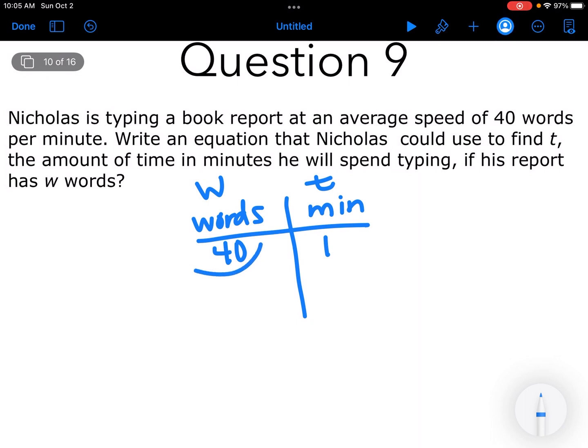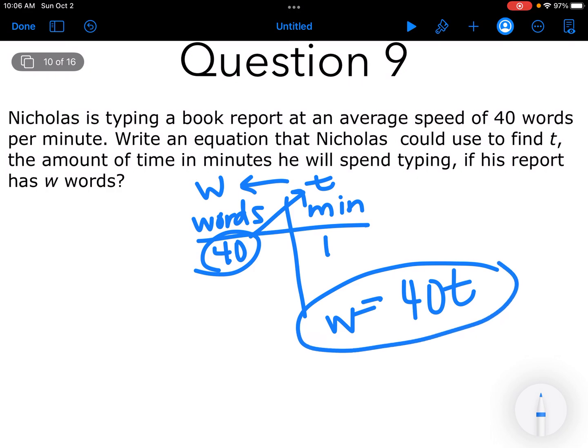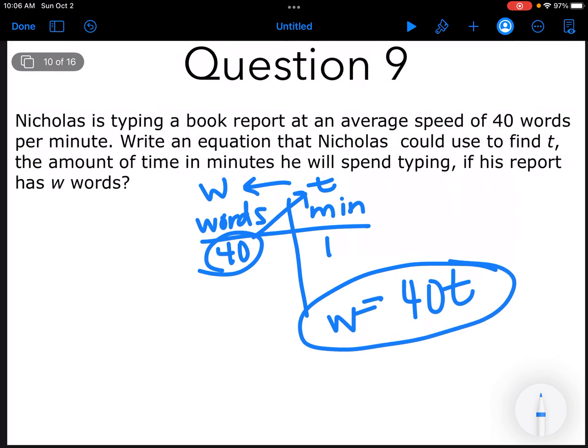Okay, so my constant of proportionality is 40. So 40T equals W. So 40 times the number of minutes is going to give me the number of words.